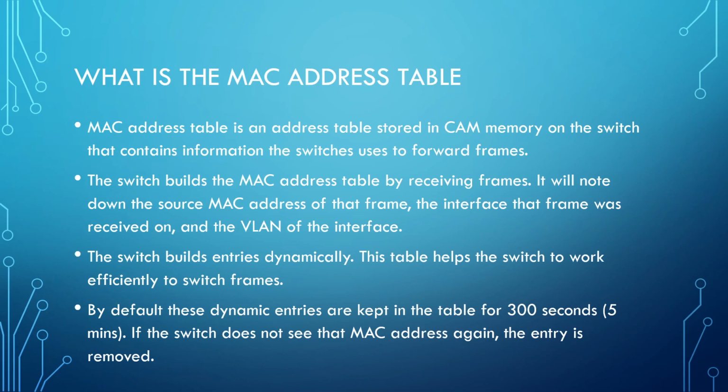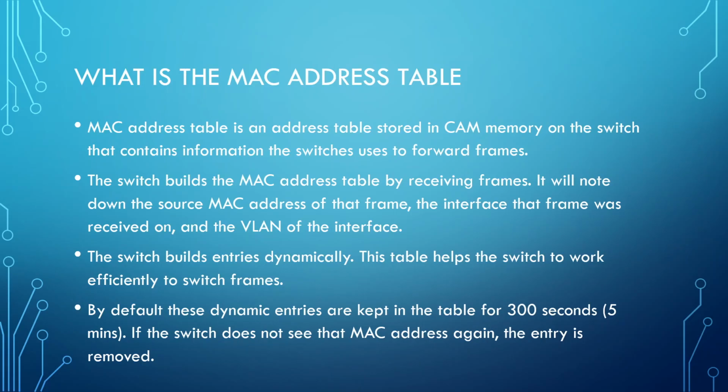The MAC address table is an address table that is stored in CAM memory on the switch, and it contains the information that a switch will use to forward frames. The switch is going to build this MAC address table by receiving frames. More specifically, it will note down the source MAC address of each frame it receives, the interface that the frame was received on, and also the VLAN that interface belongs to, or in the case of a trunk port, the VLAN that was tagged in the VLAN tag.